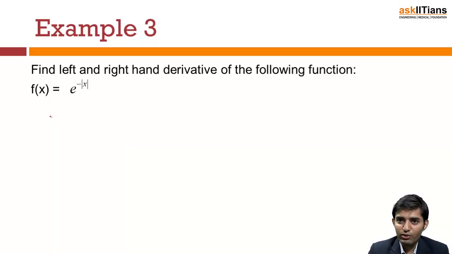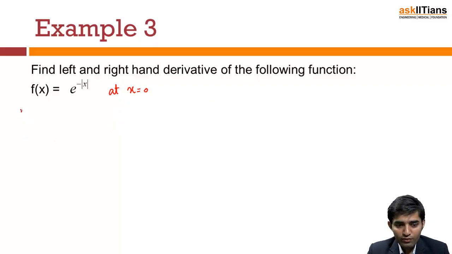Again we have to find out LHD and RHD, so again I will apply the definition of LHD and RHD. And this you have to find out at x equal to 0. This part is missing in the question. So the question is you have to find out the right hand derivative and the left hand derivative of this function at x equal to 0.